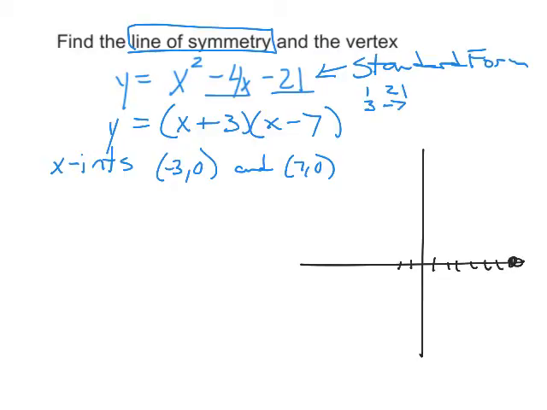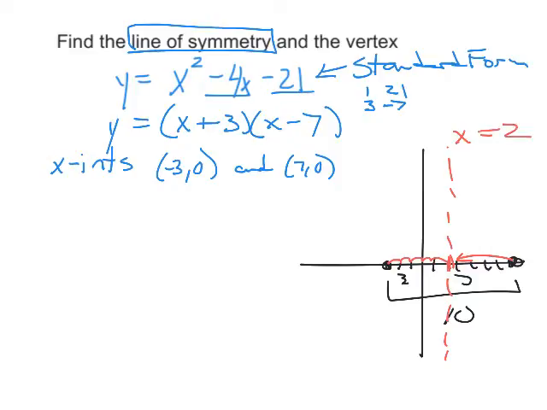If there's 3 here and 7 here, we know that those are a total of 10 units apart. Halfway gets me 5 units, so 5 units from the far left gets us to x equals 2, 5 units from the right gets us to x equals 2, and our line of symmetry is the line x equals 2.